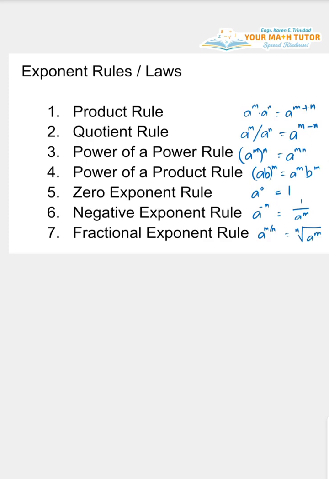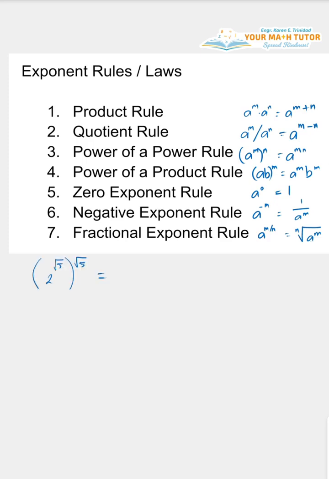For the zero exponent rule, a to the 0 is equal to 1. For the negative exponent rule, a to the negative m is equal to 1 over a to the m. And for the fractional exponent rule, a to the m over n is equal to the nth root of a to the m.